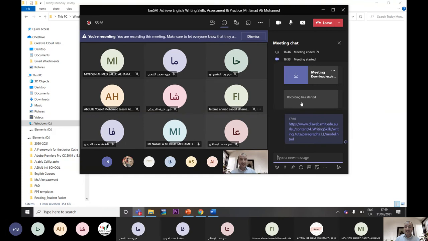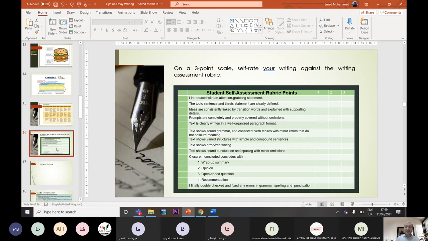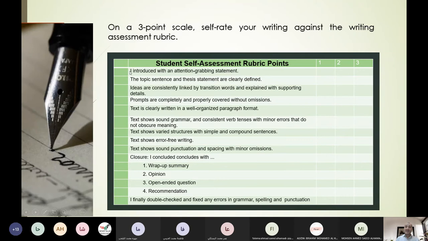It's very important, before you submit, to check whether you have accomplished all the points in this rubric. Before you submit, you need to check this. I introduce with an attention-grabbing statement: give yourself 3 out of 3. Topic sentence and thesis statement are clearly defined: give yourself 3. And so on.